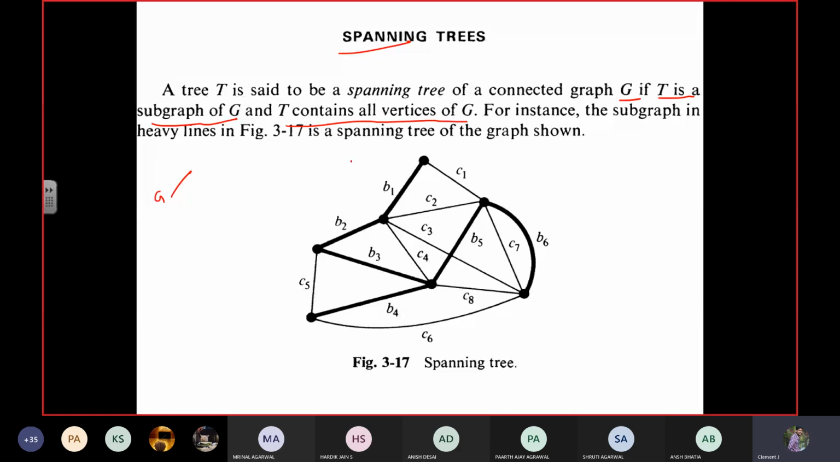See here, they have highlighted in bold one tree from the original graph G. That tree is called a spanning tree because it covers all the vertices of the original graph. You can check here, it covers all the original number of vertices of the graph G. That's why it is called a spanning tree.